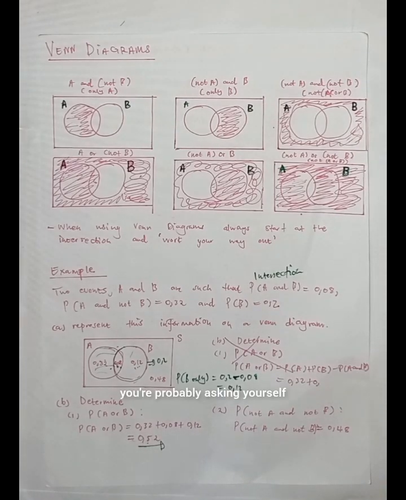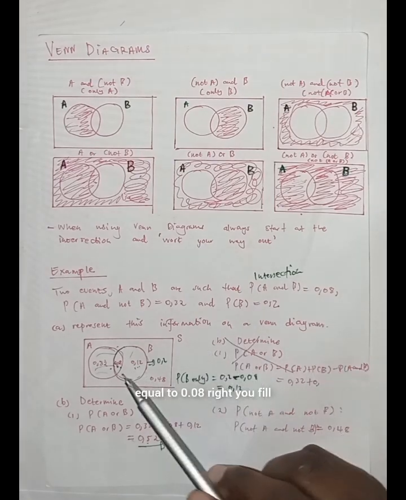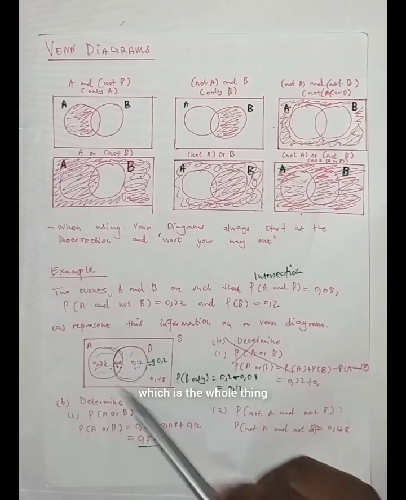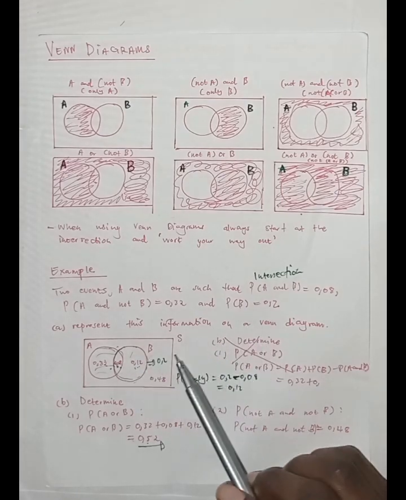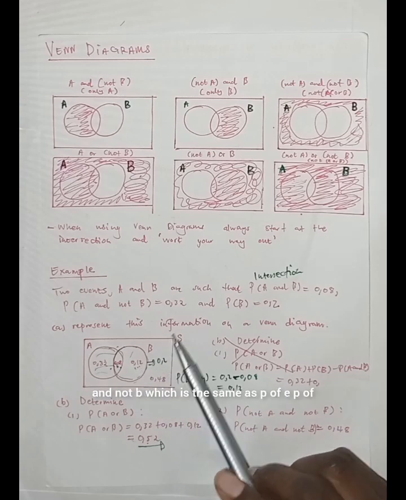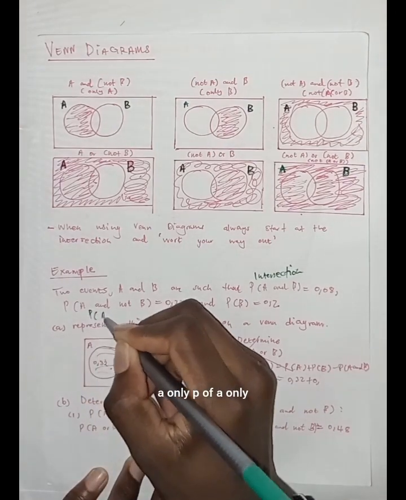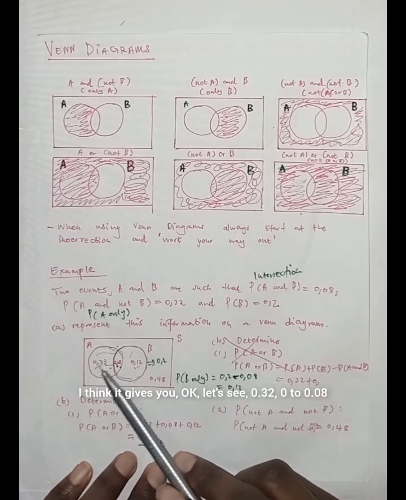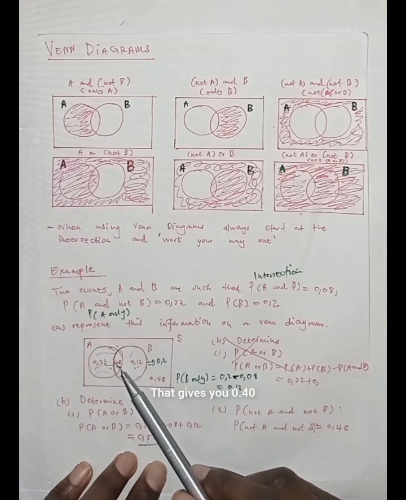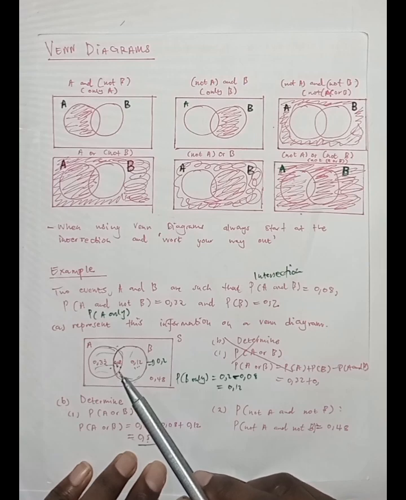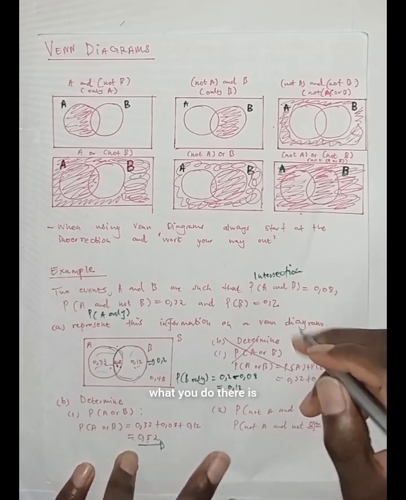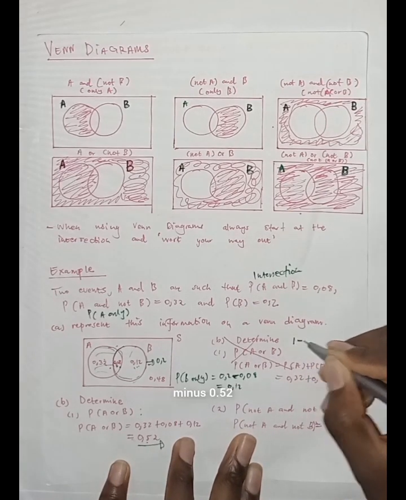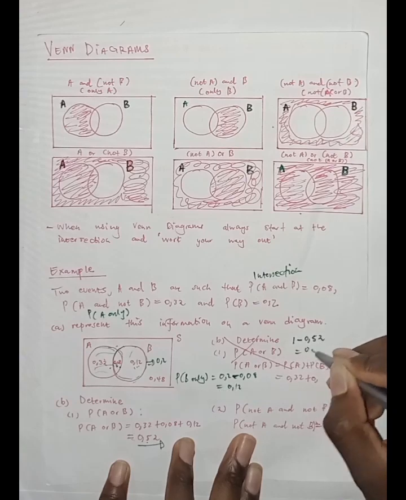Now you're probably asking yourself how we got that 0.48. Here we say P of A and B is equal to 0.08, right? We fill that in. Then P of B is equal to 0.2, which is the whole thing, but P of B only is 0.2 minus 0.08. That's how we got 0.12. Then P of A and not B, which is the same as P of A only, is equal to this side, 0.32. Now when you add that up, it does not give you 1. 0.32 plus 0.08 gives you 0.40. 0.40 plus 0.12 gives you 0.52. Now what you do there is 1 minus 0.52, which gives you 0.48.